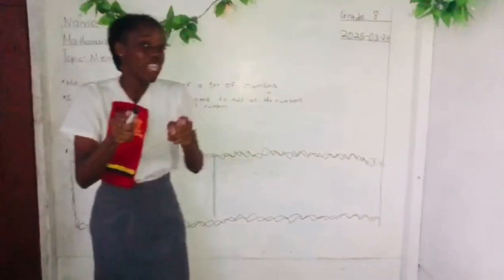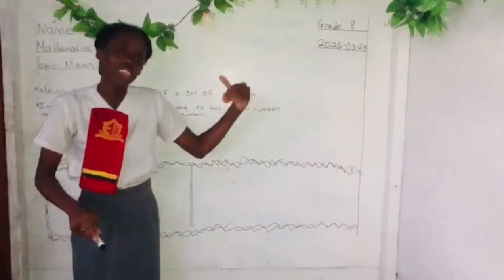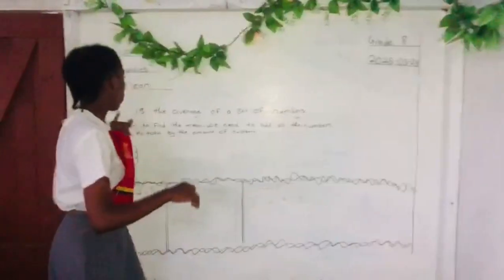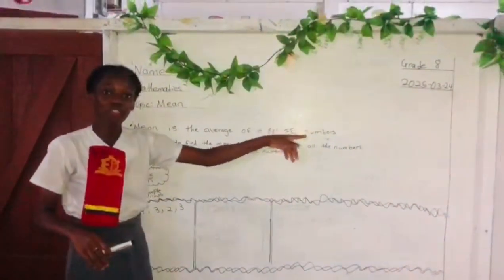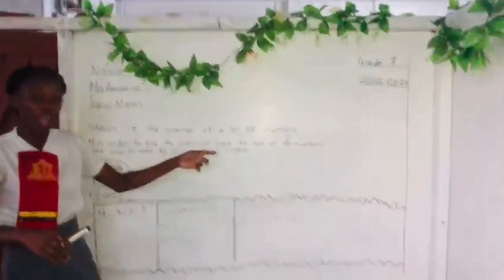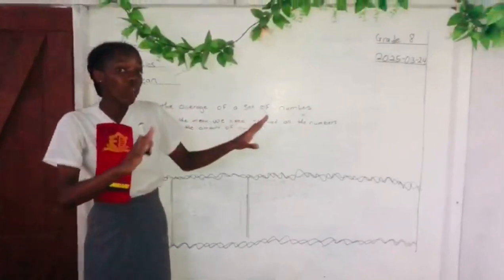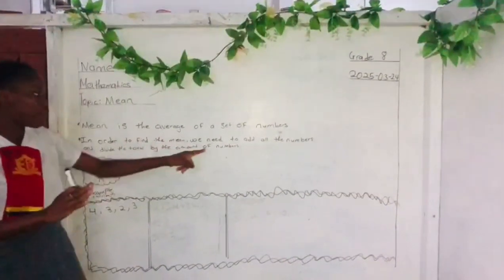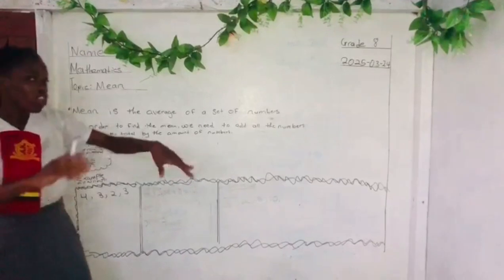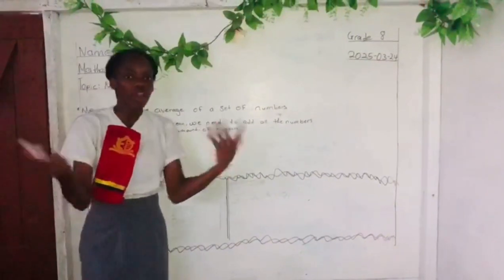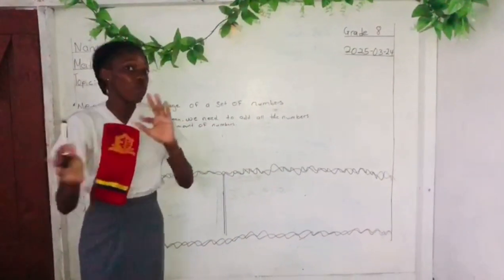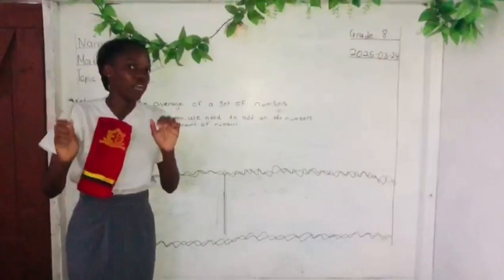No. When I say mean, I mean the arithmetic mean. And let's go into our discussion for today. So the mean is the average of a set of numbers. In order to find the mean, we need to add all the numbers and divide it by the amount of numbers. So if we have 10 numbers, we add all those numbers and we divide them by 10. If we have 20, we add all 20 and divide by 20.